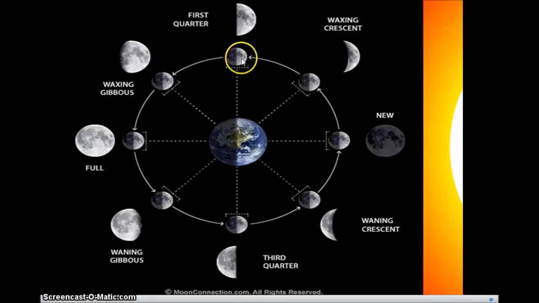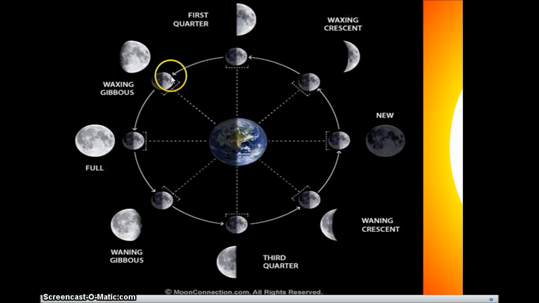The moon then moves into this position. From the Earth we look, we can see that half of the moon is illuminated. It's the right half of the moon. We don't call it a half moon though. Since the moon is 1/4 of the way around its orbit, we call this the first quarter moon.